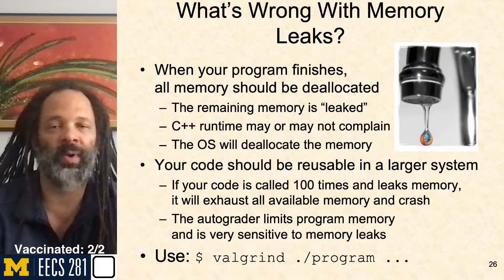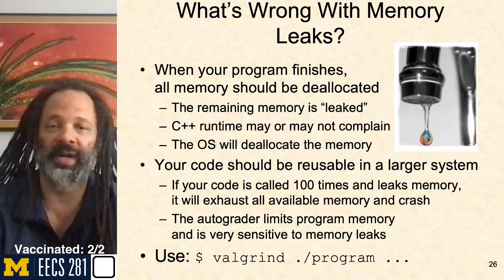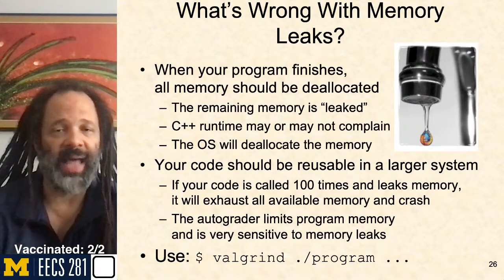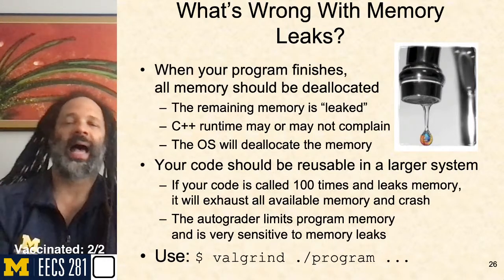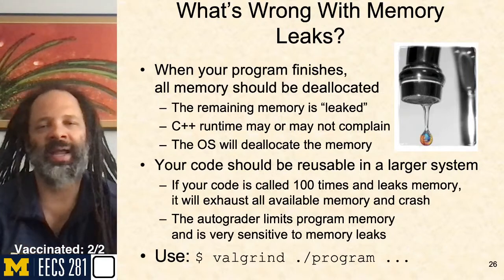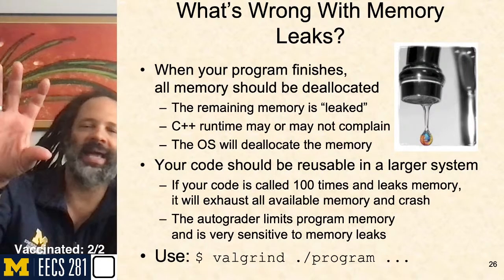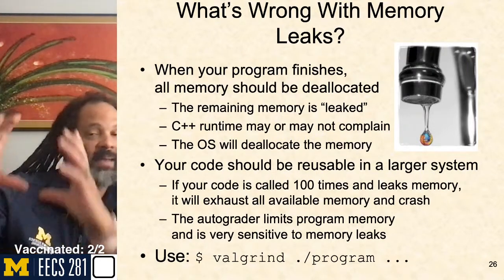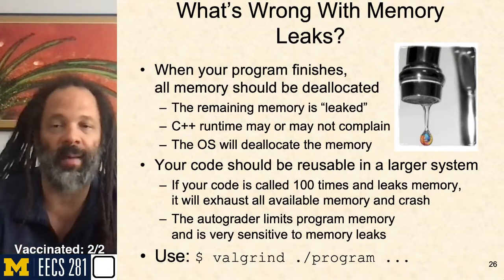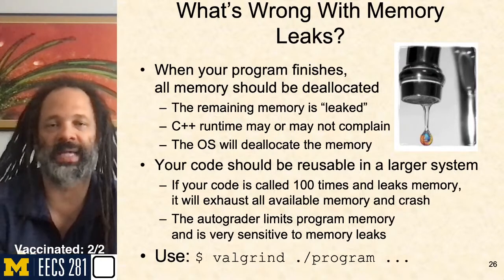Why do we care about memory leaks? Well, when our program gets done, all of the memory that it used should be freed up. The operating system is going to do this most of the time for you, right? The OS will deallocate the memory that's in there. However, if you're running along and you're continually losing memory, so you allocate something and then set the pointer equal to something else without deleting it, that memory is still reserved for your program. And no other program can use that. Your own program can't use that memory anymore.